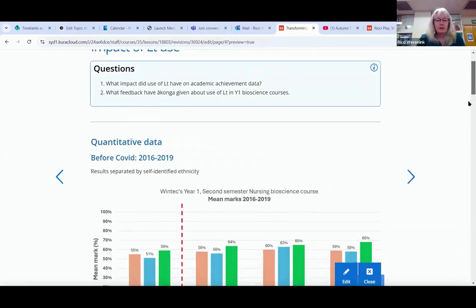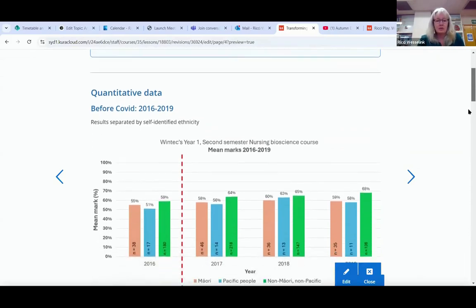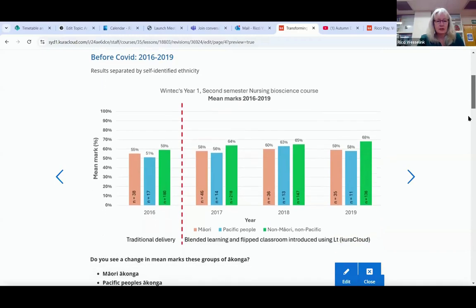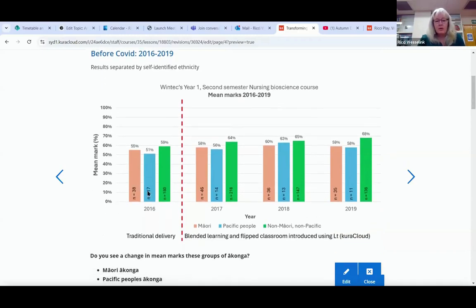We wanted to know whether the changes that we'd made had made any difference to academic results. So this is what we saw initially. So 2016 was before we made changes. That's our traditional delivery. These are the mean marks we're looking at here rather than the pass rates that you saw earlier. I'll show you the pass rates soon. So you can see our Māori students had a mean mark of 55%, Pacific of 51%, and our non-Māori non-Pacific at 59%. And you can see that over the following years, those numbers have lifted.